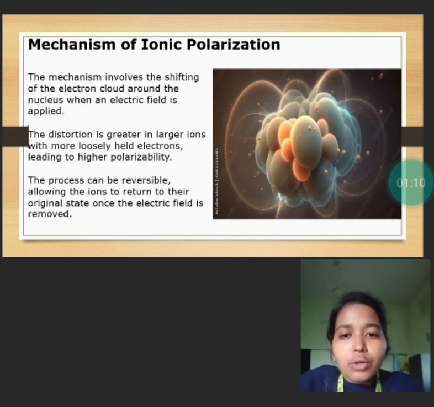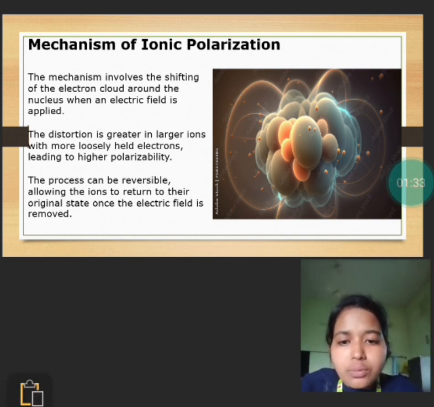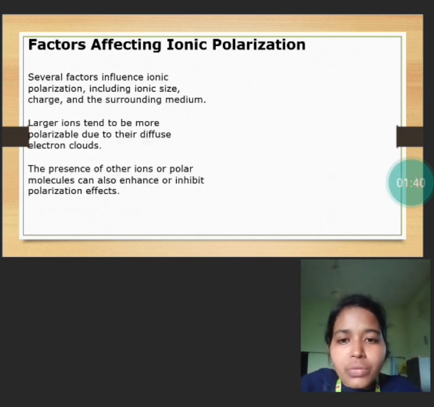Mechanism of ionic polarization. The mechanism involves the shifting of the electron cloud around the nucleus when an electric field is applied. The distortion is greater in larger ions with more loosely held electrons, leading to higher polarizability. This process can be reversible, allowing the ions to return to their original state once the electric field is removed.